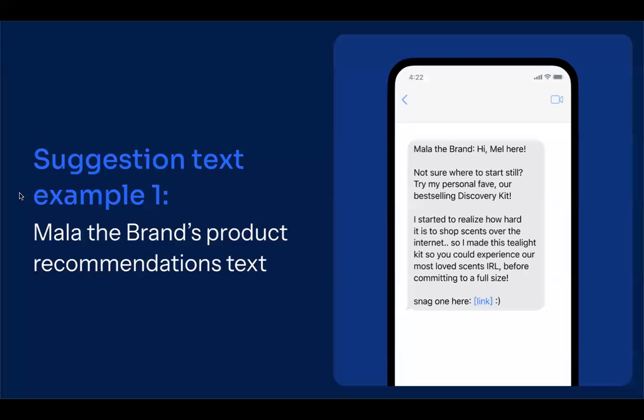And so I'm back with an example from Mala. They are killing it with their SMS strategy. I received this text that said, not sure where to start, try my personal fave, our best-selling discovery kit. And I really appreciated this because they acknowledge how hard it is to shop for candles online. You can't smell them, you can't feel the product, you can't interact with the product. So they actually sell these little tea candles that have the different scents. And I didn't know that they offered that. Now I know, and now I can go get one directly from this link.